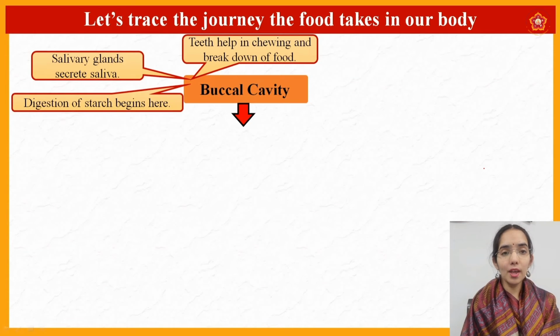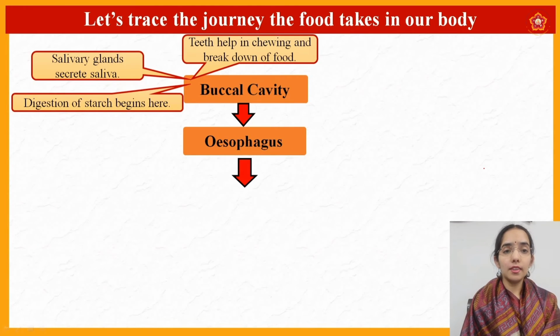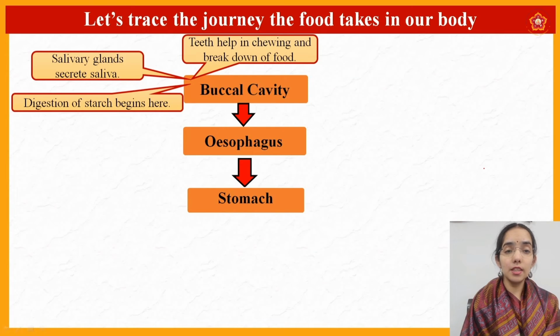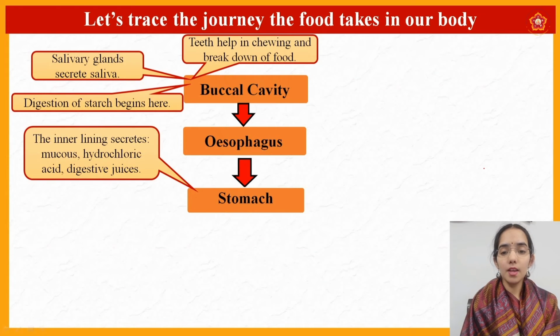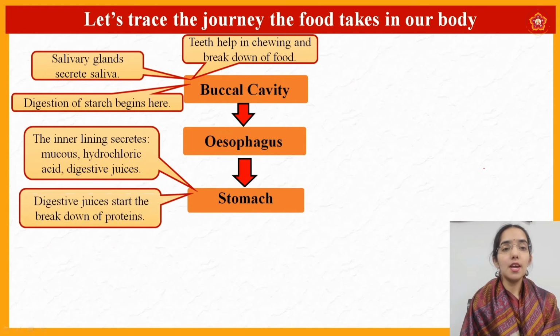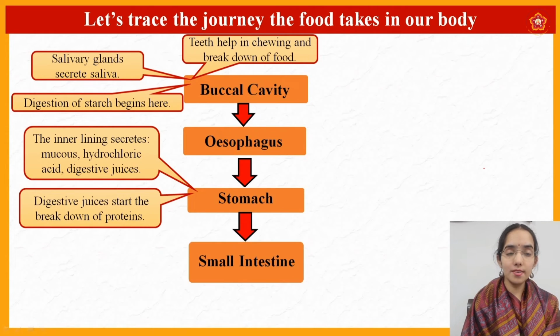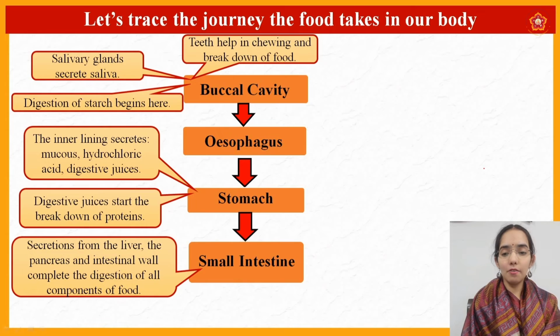Then where does the food go? Yes, where does it go? It goes into the esophagus. Then from there it enters the stomach. In the stomach, the inner lining secretes mucus, hydrochloric acid and the digestive juices. The digestive juice over here starts the digestion of proteins. Then from the stomach, the food enters the small intestine. Secretions from the liver, the pancreas and the intestinal wall complete the digestion of all components of food. So the process of digestion completes in the small intestine.